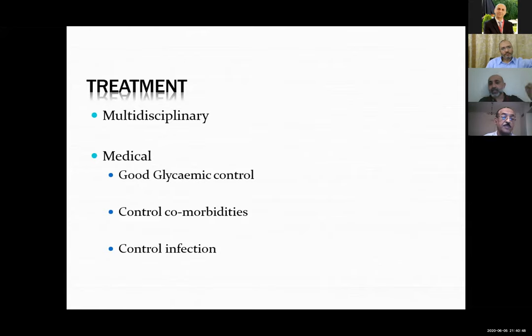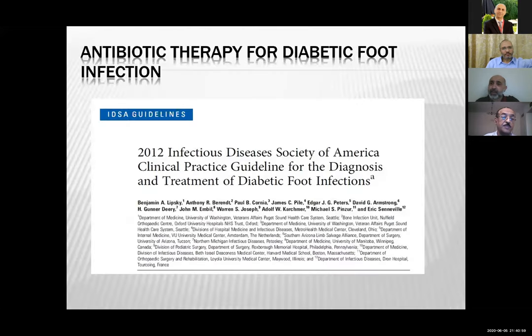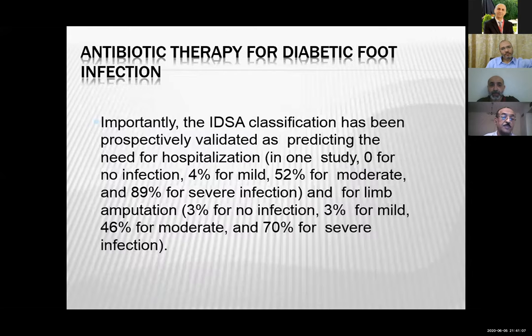And the medical part is number one, glycemic control, controlling any other comorbidities, and controlling the infection if there is any infection that developed. IDSA, or the Infectious Diseases Society, has a very nice guideline about the management and treatment of diabetic foot ulcer. And usually they say that based on the classification of the diabetic foot, you can have a prediction of the mortality, anywhere from 0 up to 90% when there is a necrotic and severe, deep infection of the limb itself.